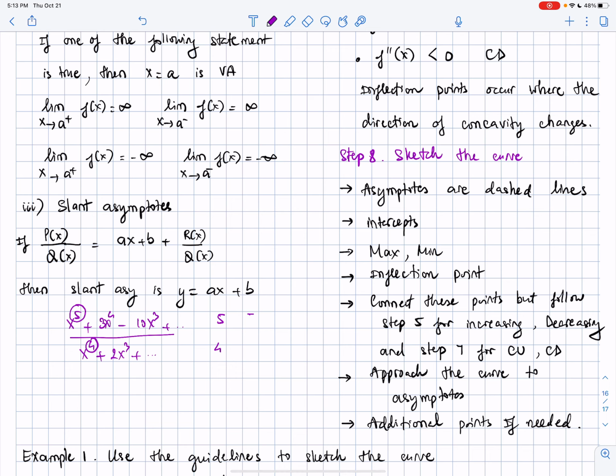For example, if we have degree 7 on top and degree 6 in the bottom, we will have a slant asymptote also. So it's only 1 unit more, okay? And to get the slant asymptote, we will use synthetic division or long division to divide. The quotient part, ax plus b, then y equals ax plus b will be the slant asymptote.